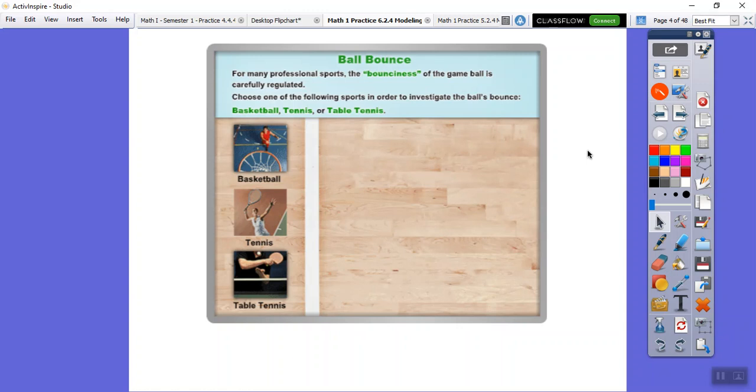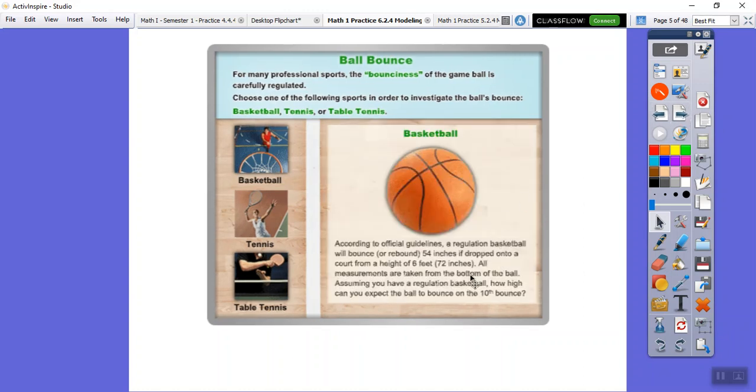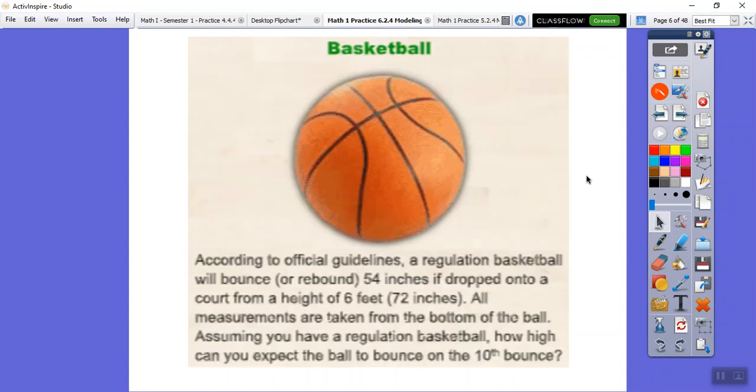So we have basketball, tennis, or table tennis. I'm going to choose basketball because I like tennis. I like table tennis too, but basketball is the first one. So let's pick basketball, and this little area will come up, and then let me enlarge that so we can read it a little bit better.